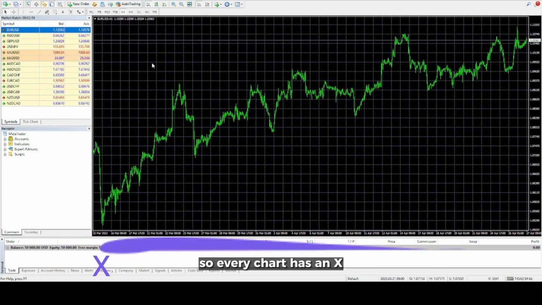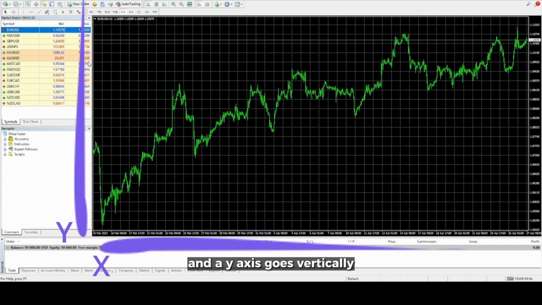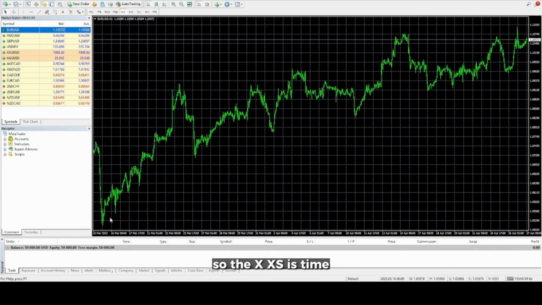So every chart has an x-axis that goes horizontally and a y-axis that goes vertically. So the x-axis is time. So you can see here from 15th of March through 27th of March, which is today. And then you'll see H1. H1 means it's a 1 hour chart. But looking at the chart, I just don't like it.